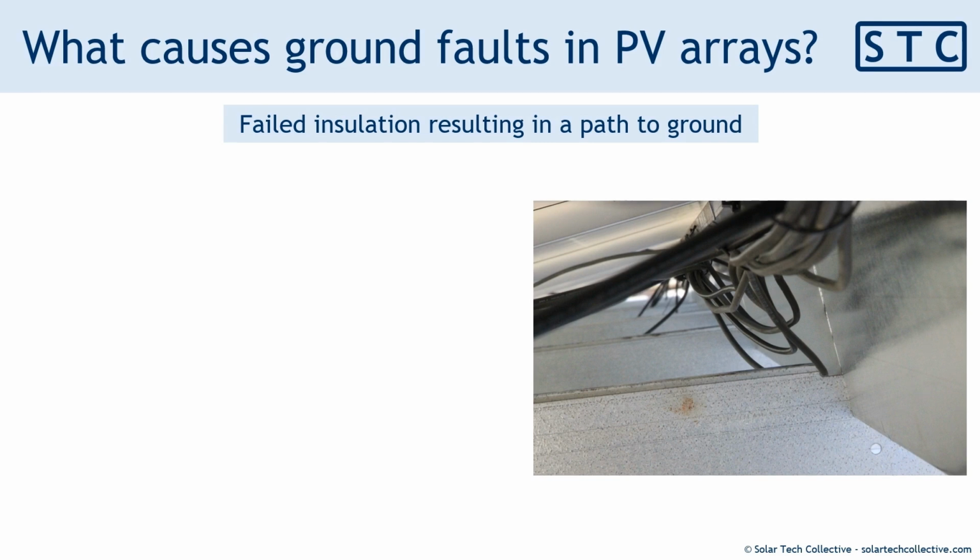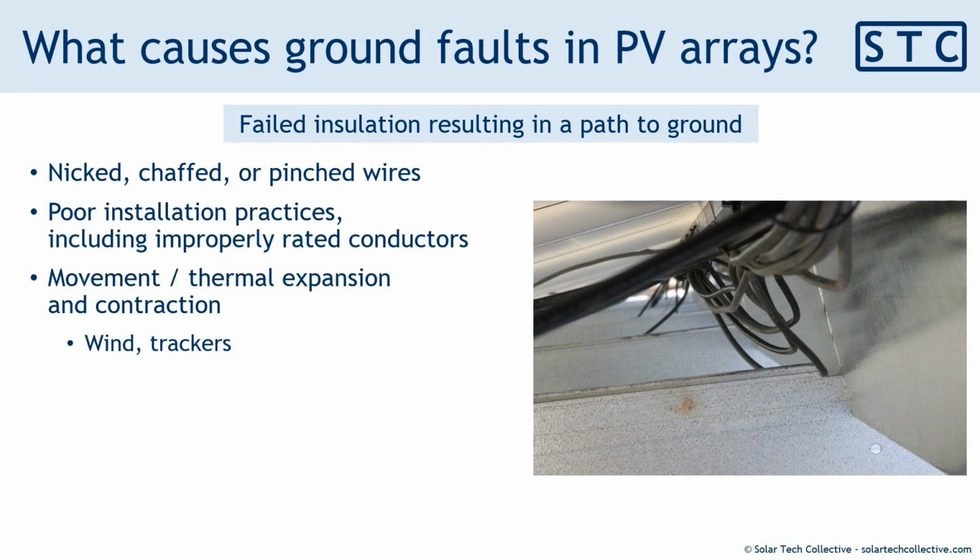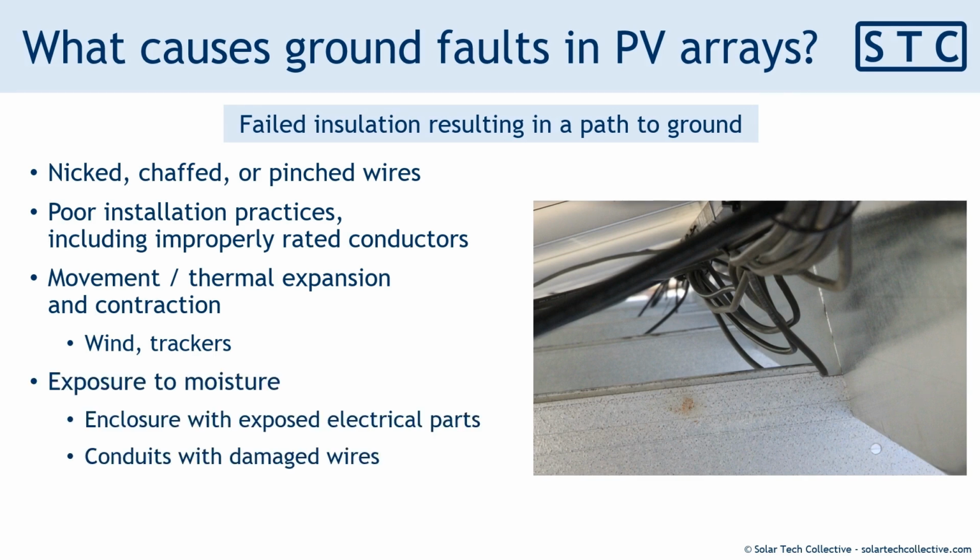So what creates that unintentional path to ground and causes ground faults in PV arrays? What we're essentially talking about is failed insulation. It could be insulation on a wire, or it could be the backsheet of a PV module, but it's resulting in a path to ground that shouldn't exist. Common causes include nicked, chafed, or pinched wires, poor installation practices, including improperly rated conductors, thermal expansion and contraction. This could be caused by things like wind or trackers. Exposure to moisture, so if moisture gets into an enclosure with exposed metal parts, or gets into conduits with damaged wires, or damaged or junky modules that just aren't capable of providing the insulation that they should anymore.